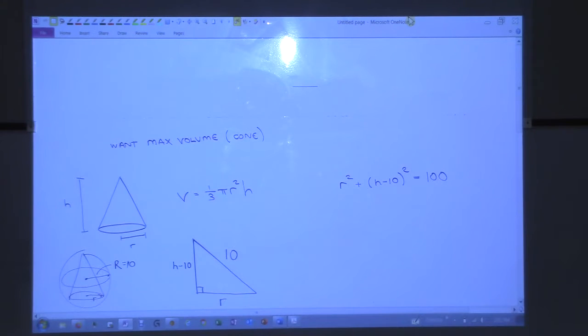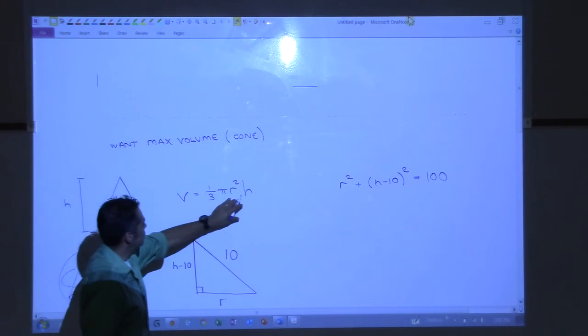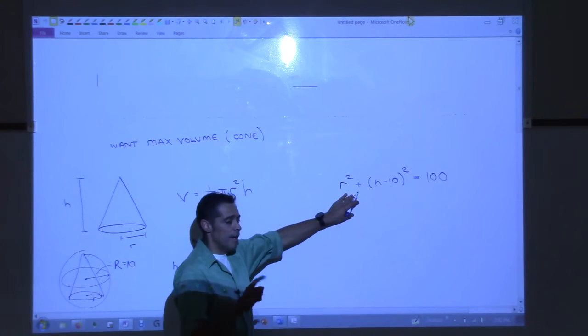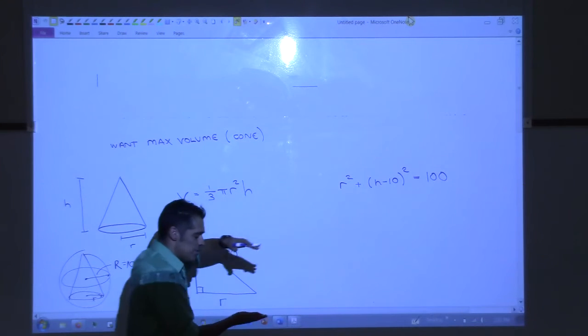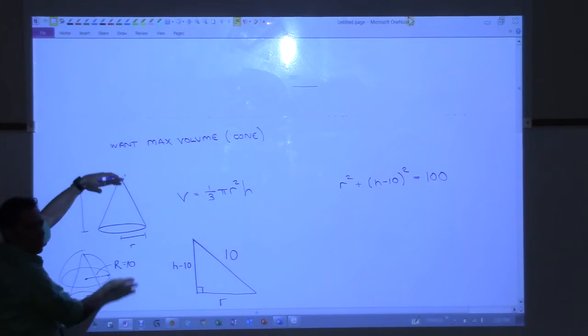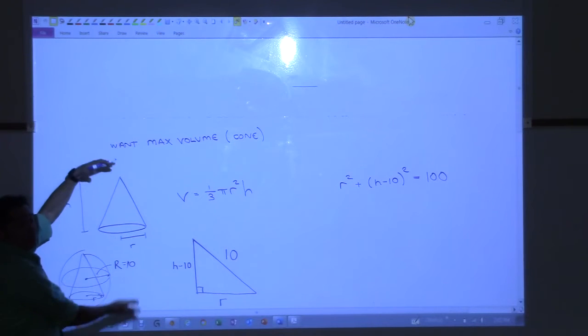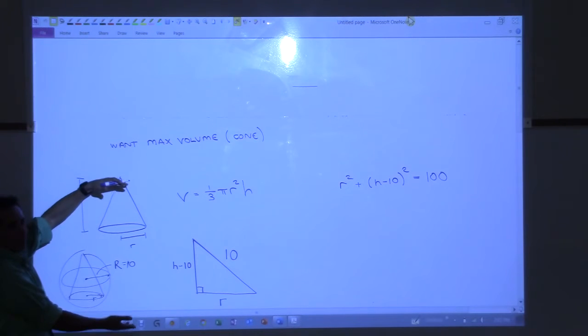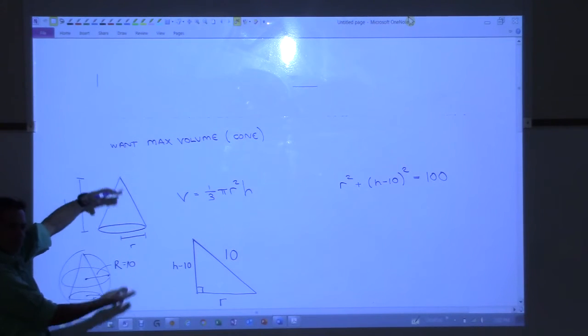I have one. You could plug it in. What is in the formula? R squared. How easy would it be to solve that for R squared? Pretty easy, right? Now, then I have to deal with the domain on H. But H is just the height of this cone, right? And the height of the cone can never go past the diameter of this sphere. So I think I'm okay with that sort of domain thing.